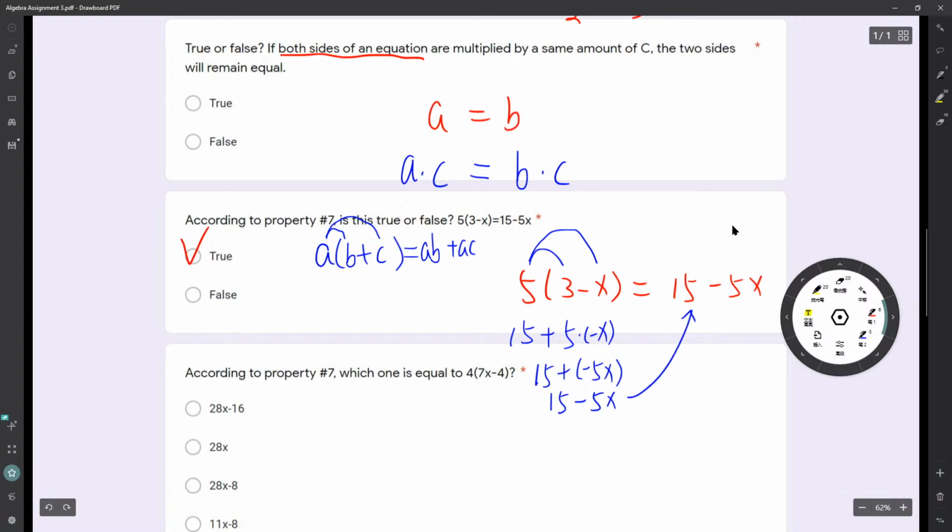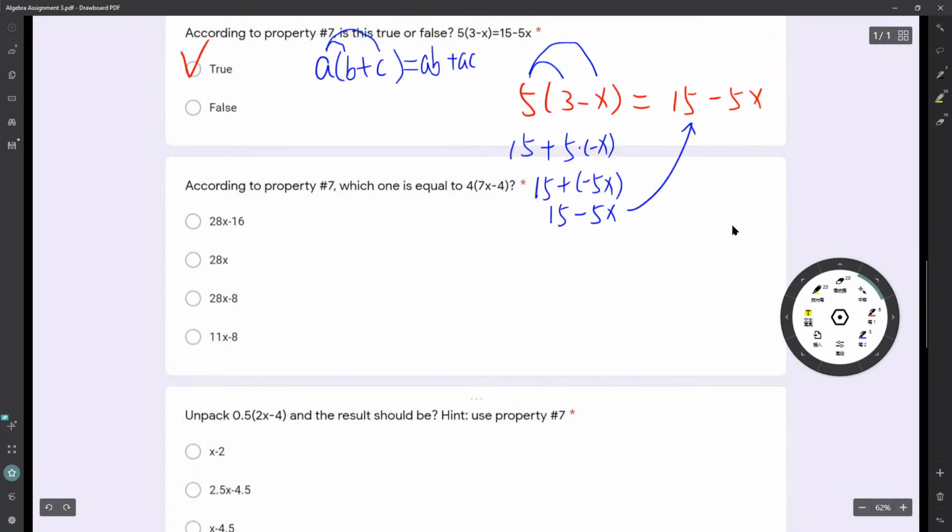Next. Same, according to property number 7. So it's the same property. Unpack the parentheses: 4 times 7x subtract 4. We are using the same property to unpack the parentheses, so the number outside is multiplied by each number inside and then we add them up.